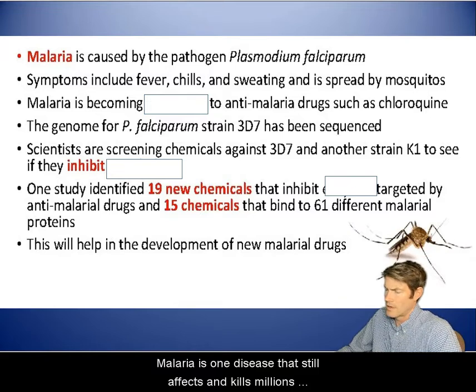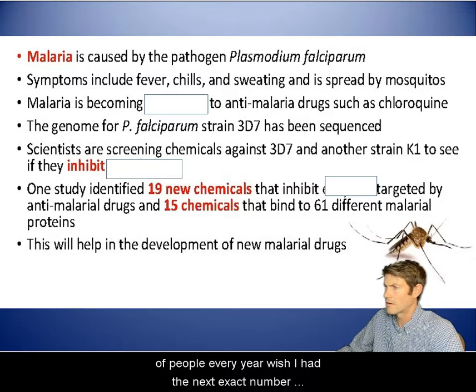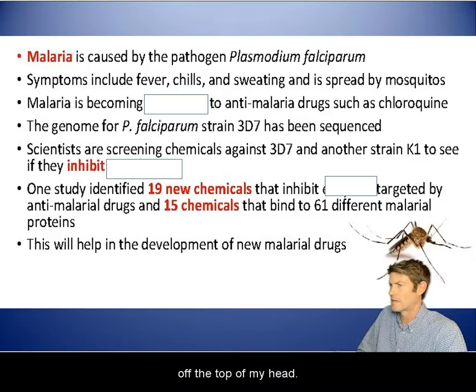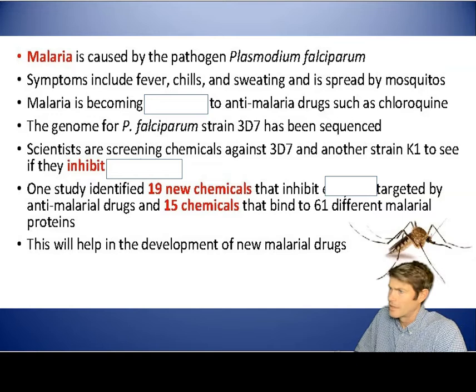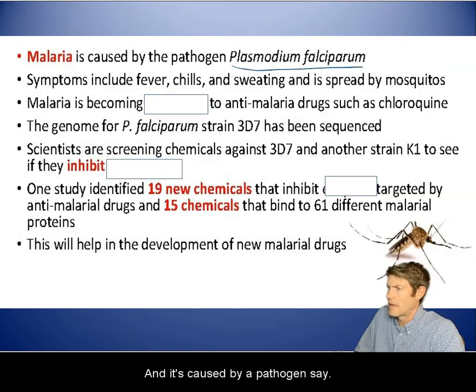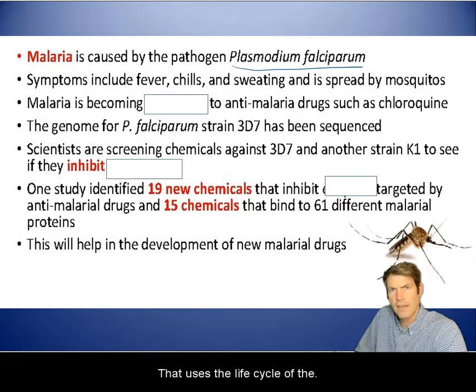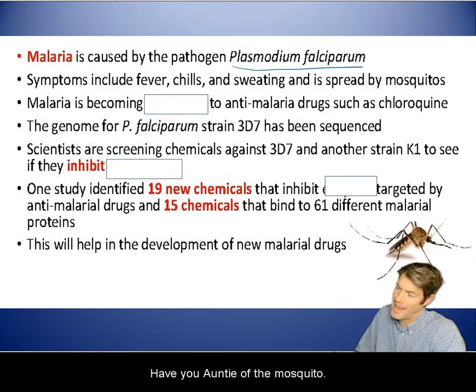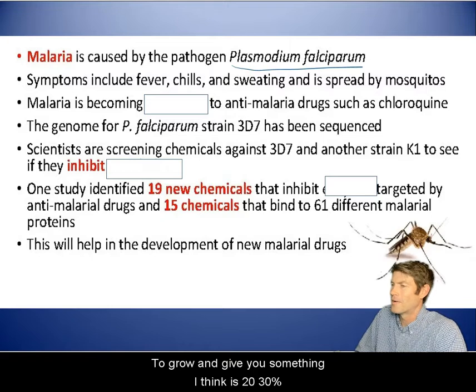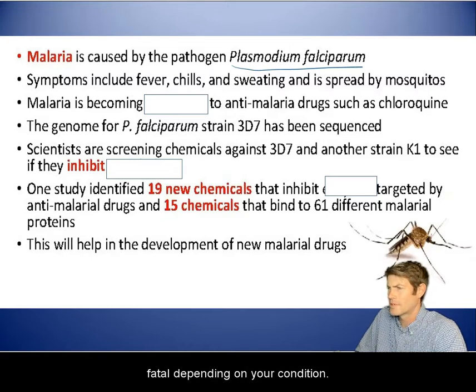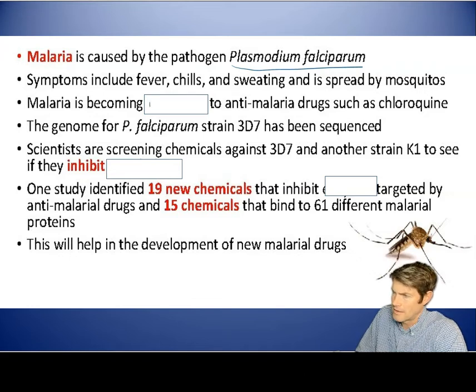Malaria is one disease that still affects and kills millions of people every year. Wish I had the exact number off the top of my head, but I believe it's in the millions. And it's caused by a pathogen. It's a protist. It's not a virus, not a bacteria. It's this funny little protist that uses the life cycle of you and the mosquito to grow and give these symptoms. I think it's 20-30% fatal depending on your condition, but it's become resistant.